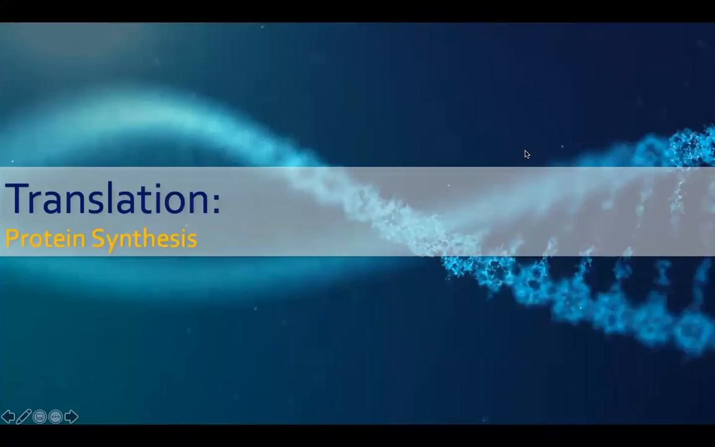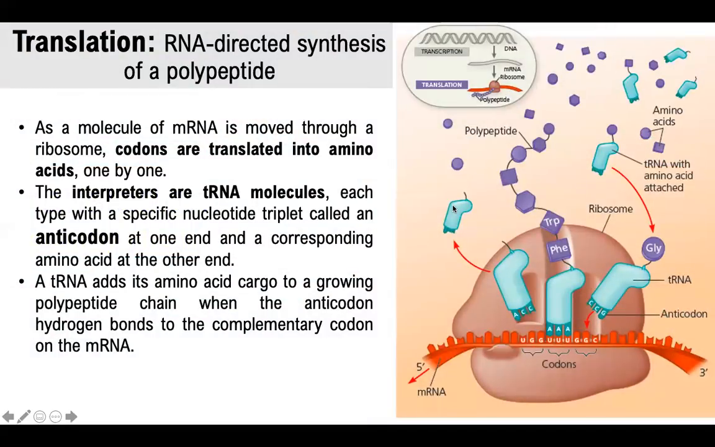Now let's move on to the final step of the central dogma of molecular biology, which is translation, also known as protein synthesis. Translation is the RNA-directed synthesis of a polypeptide. As a molecule of mRNA is moved through a ribosome, codons are translated into amino acids one by one.